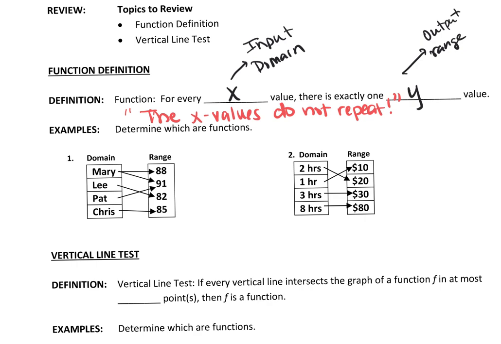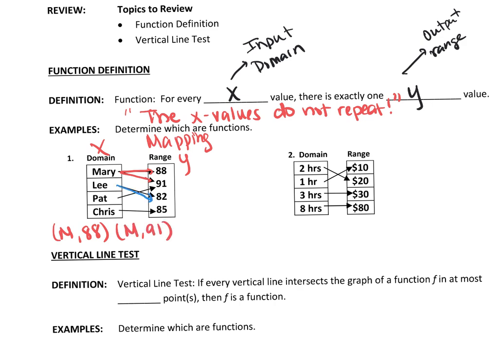So it says determine which are functions. These are what we call mappings. And notice you have your domain and your range. Remember, the domain is the x values, the range is the y values. And so what you're literally doing is seeing if your x's are repeating. Notice that here, Mary goes to 88. She also goes to 91. Therefore, because Mary is going to 88, you can write it as a point, by the way, and Mary also goes to 91, she is repeating.